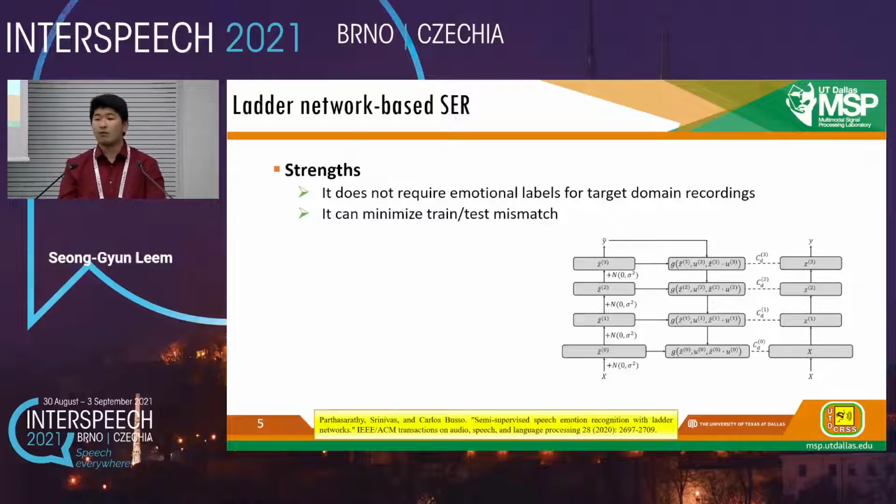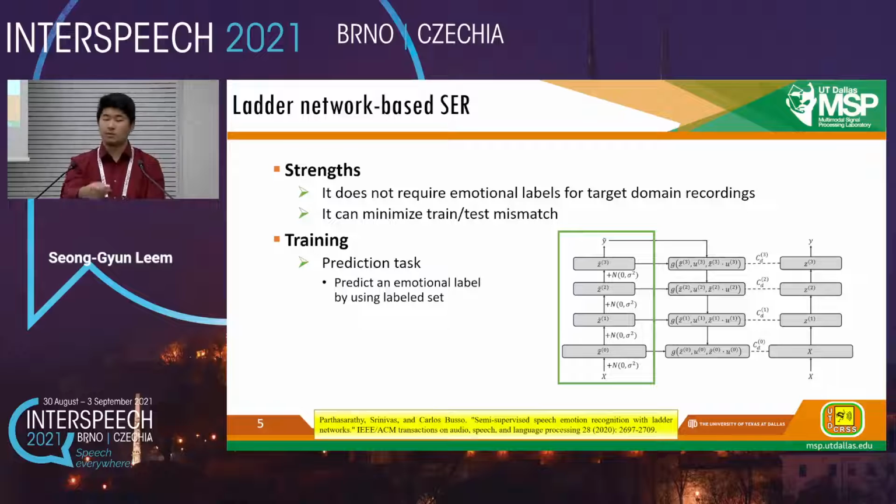What I want to highlight for this approach is a ladder network-based solution. Ladder network uses a denoising autoencoder architecture consisting of encoder, decoder, and the lateral connection between them. This model can utilize an unlabeled dataset during training, helping the model to decrease the domain mismatch between the training set and test set.